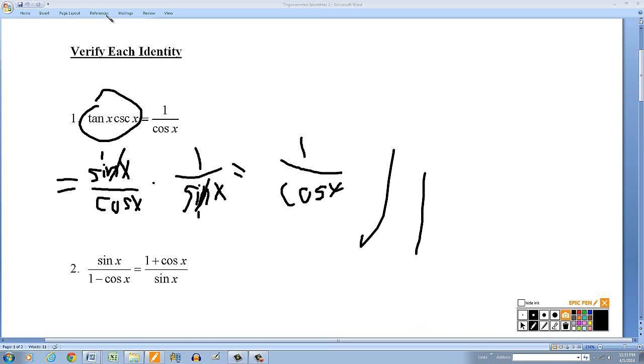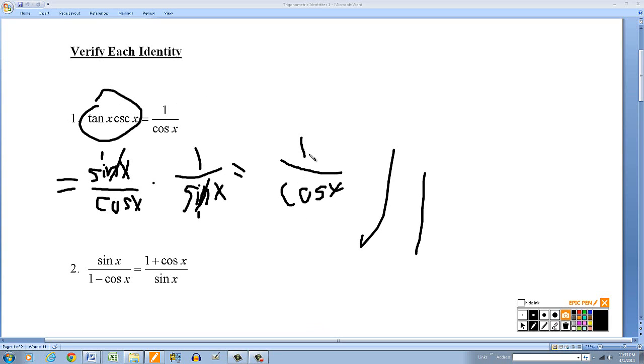Now, could I have started with the right side and shown that it's the same as the left side? Yes. You can kind of see what you'd have to do. Notice, if I started at this side over here, I'd have 1 over cosine of x. And how do I get tangent and cosecant over here?